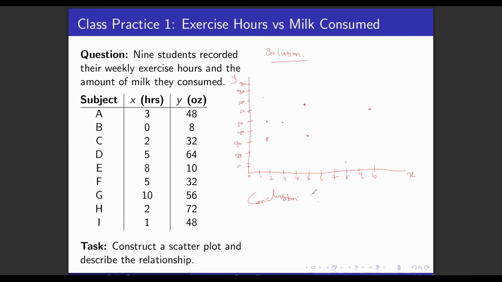So I would say that there is no relationship between number of hours exercised and amount of milk taken. There is no relationship at all, right? So this is how we go about plotting a scatter diagram or scatter plot for any kind of data set. So you see that in this case, because there is no relationship, I cannot even progress to determine what kind of relationship exists. There has to first of all be a relationship. Then you can determine what kind of relationship it is.